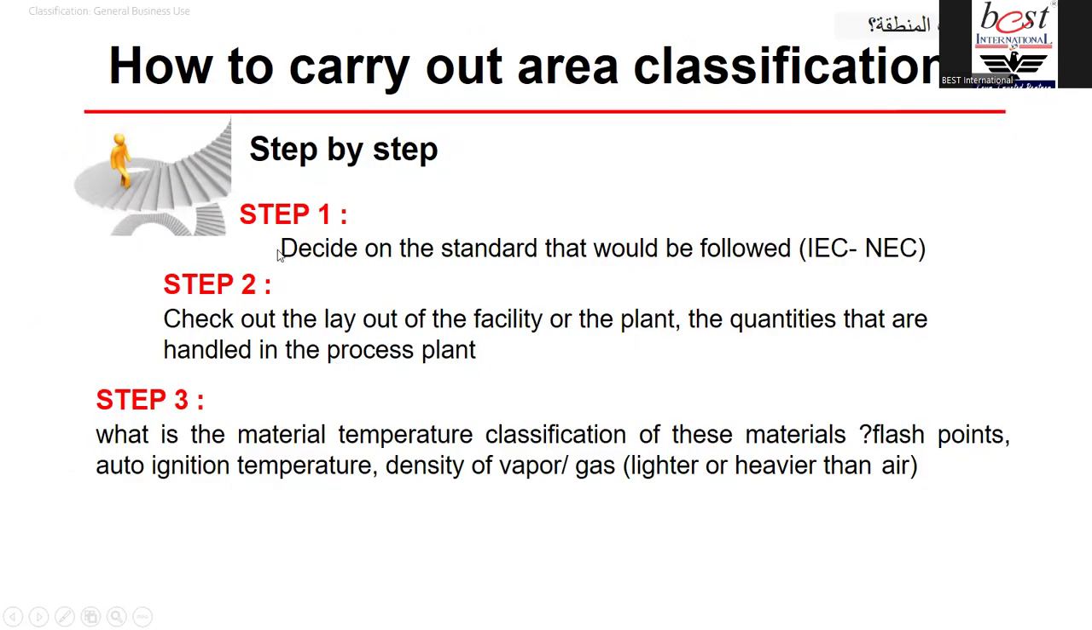So remember these 7 steps. Step 1 is decide on the standard that would be followed, either IEC or NEC. Step 2, check out the layout of the facility. Drawing is important: the layout of the plant and the quantities handled in the process plant. Step 3 is the material temperature classification. You have to check based on which international standard you are going to buy, because material temperature classification is important. I told you it must already be enlisted in the BOQ. The moment you have a business idea and have completed your drawing layouts, make sure the BOQ is ready with all the international standards references along with the material specs: flash points, auto ignition temperature, and density of vapor or gas, lighter or heavier than air.